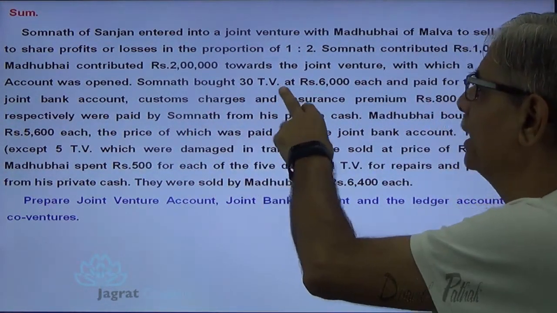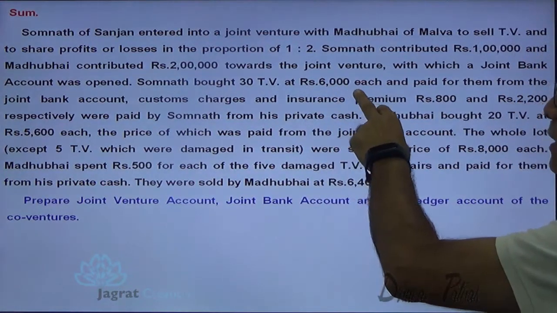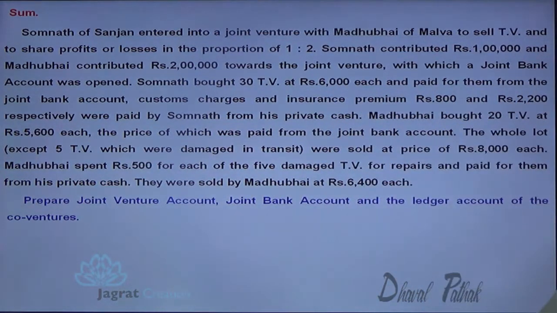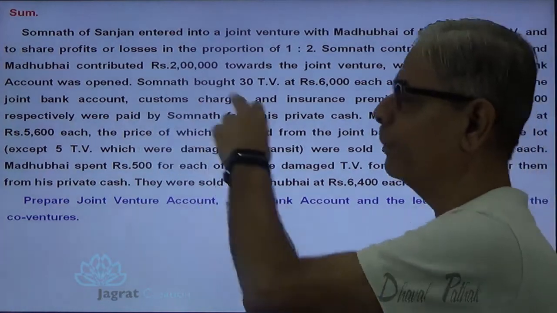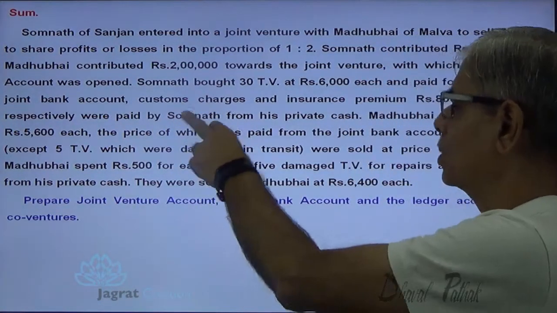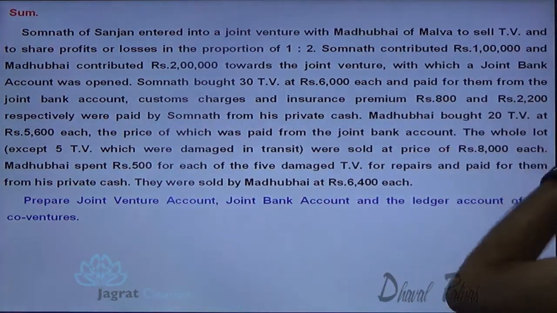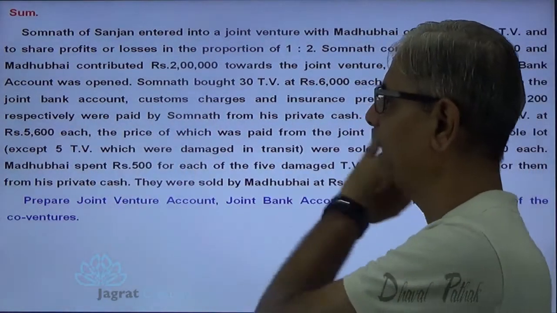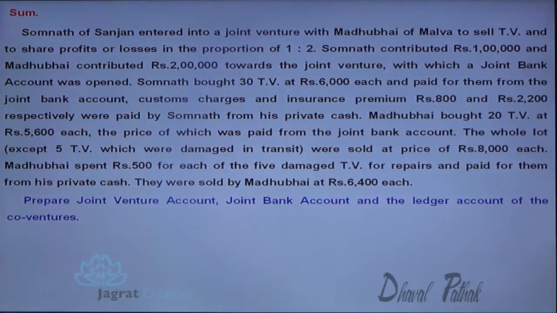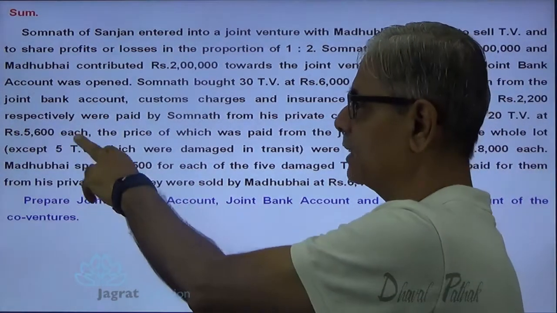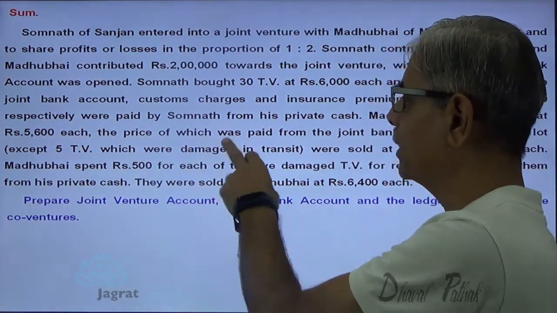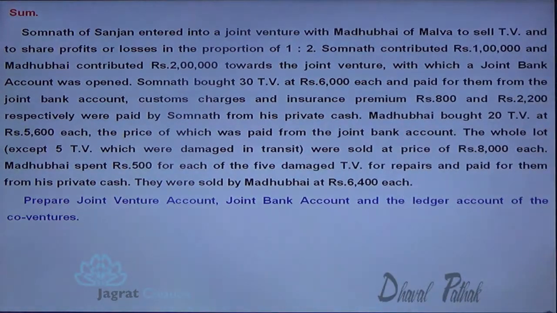Somnath bought 30 TV sets at rupees 6,000 each and paid for them from the joint bank account. Custom charges, insurance premium 800 and 2,200 respectively were paid by Somnath from his private cash. Madhubhai bought 20 TV sets at rupees 5,600 each, the price of which was paid from joint bank account.